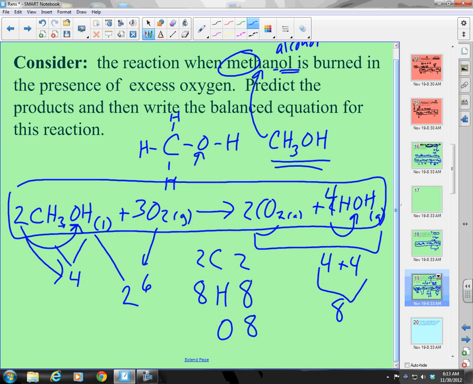That's it. That's all there is to decomp and combustion. Next time we'll get into single replacement. Thanks, folks. And so it goes.